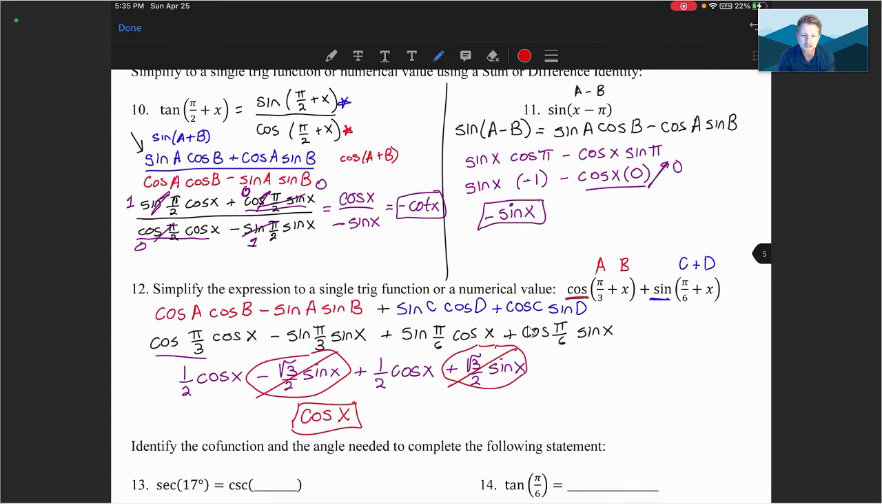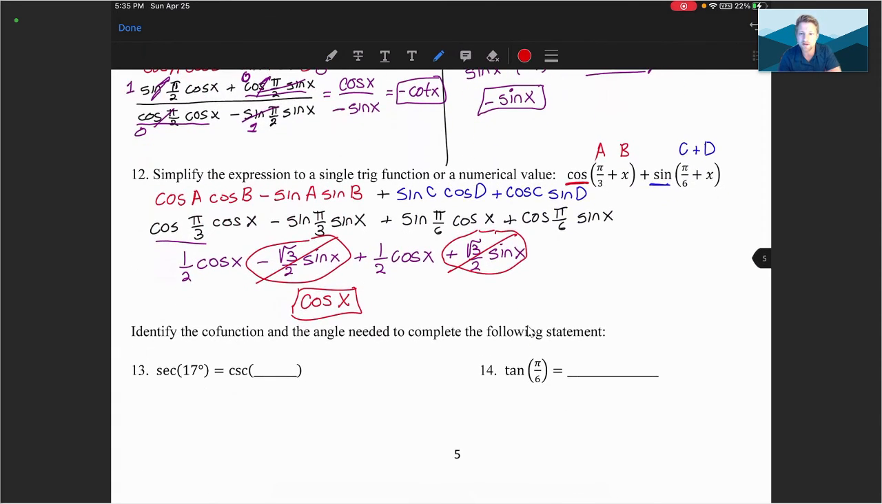Actually, we'll do one more problem here. I know this is a long video, but we'll finish this up. The other items for the identities are the cofunctions, and we'll just finish this up real quick. The cofunctions identities.